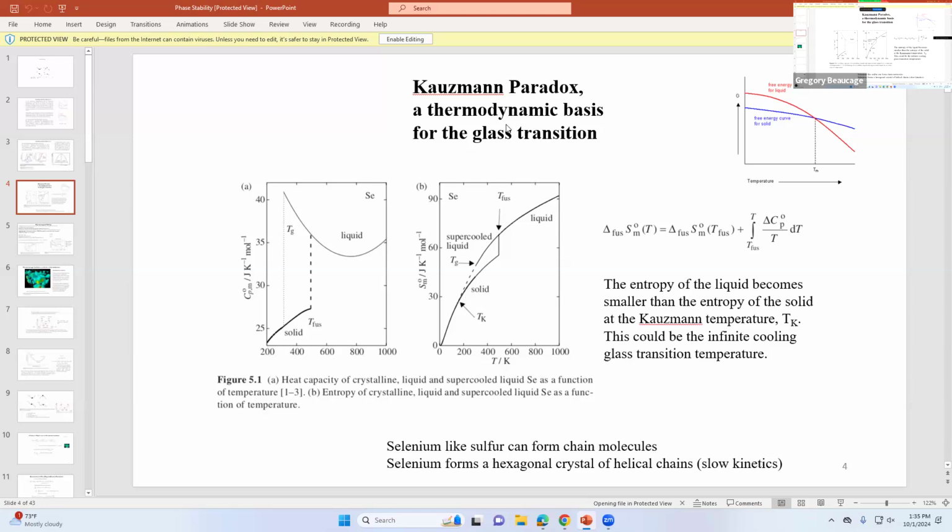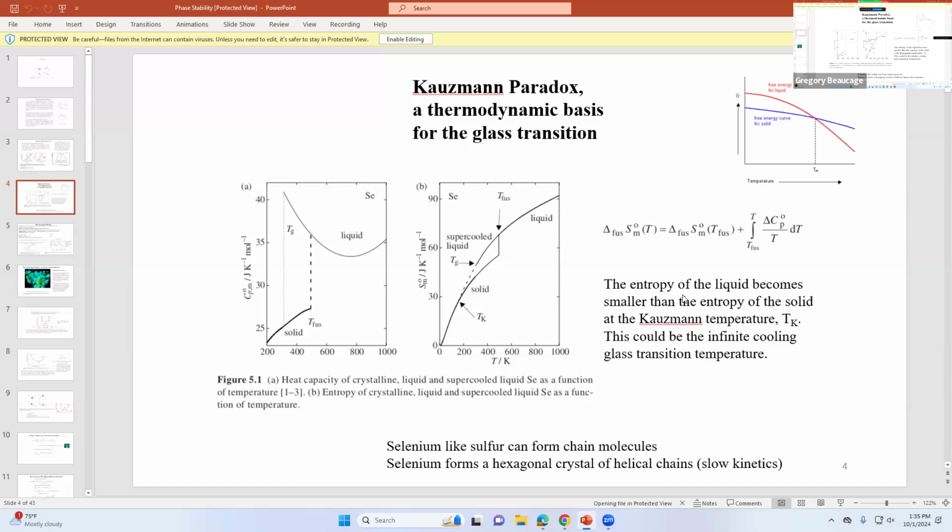So the idea was that this is a way to define the glass transition, which you measure shifts with the cooling rate. If you cool it at a very rapid rate, then you could get to a very low temperature, but you couldn't go below that temperature. So that becomes like an absolute glass transition temperature. That's the idea of it.